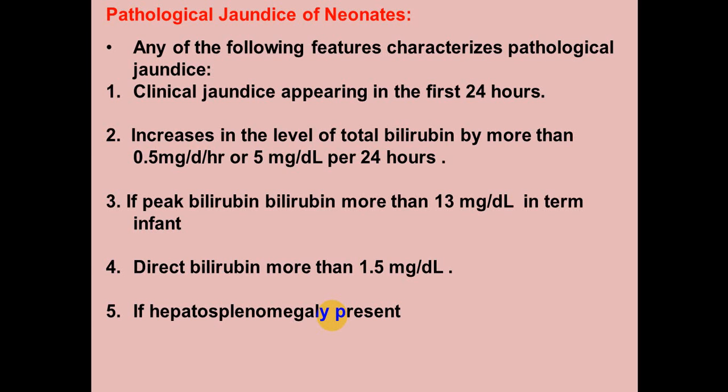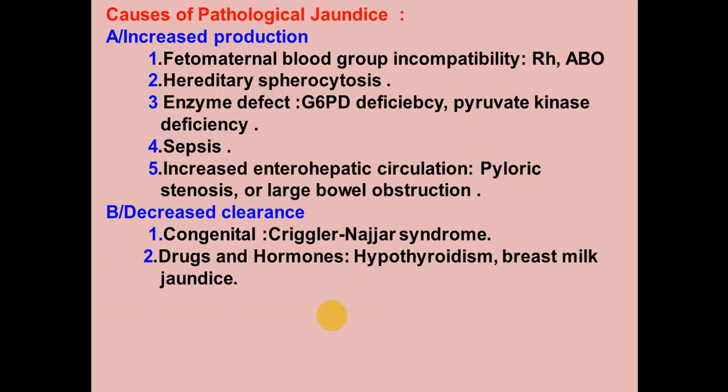If the peak bilirubin is more than 13 milligram per deciliter in an infant, we do not consider it physiological. Direct bilirubin more than 1.5 milligram or 20%. If the direct bilirubin is 20% of the total serum bilirubin, we regard this as non-physiological or pathological jaundice. And lastly, if there is hepatosplenomegaly present.